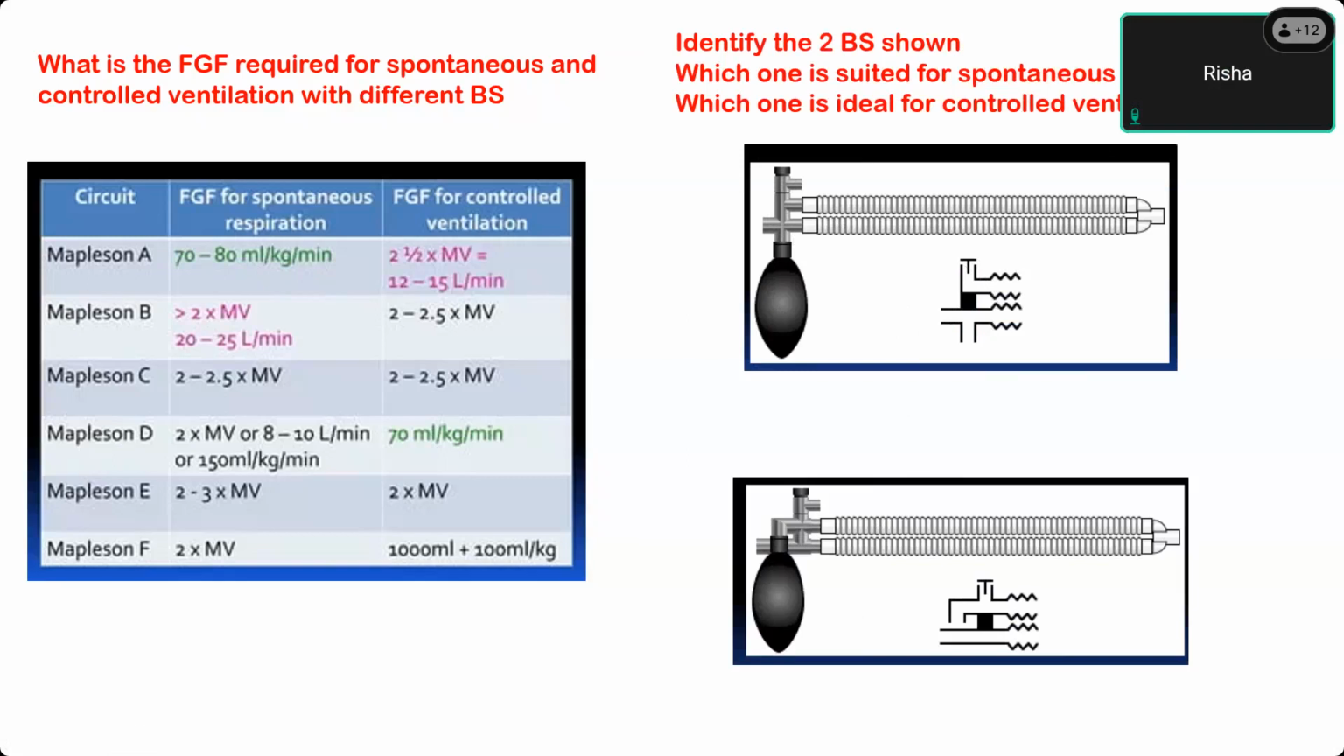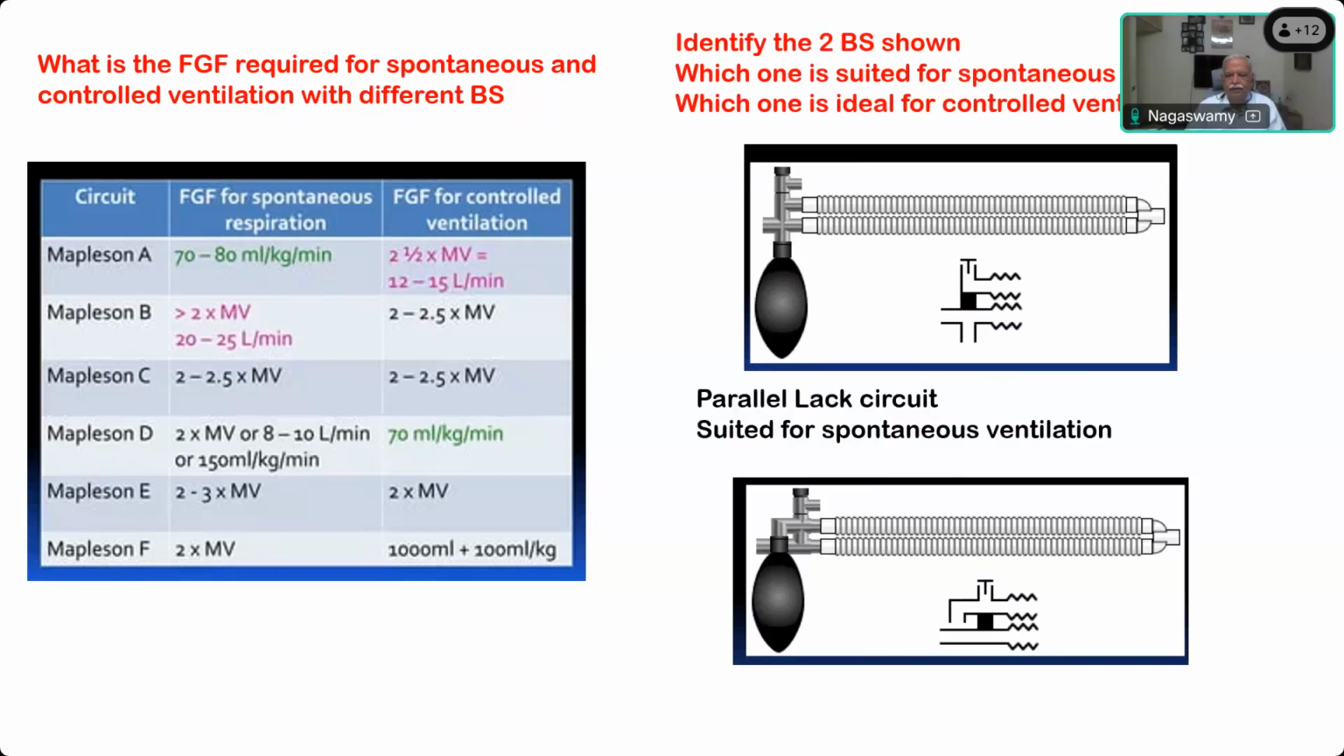Mapleson A, sir. First picture. Mapleson A. A Lack circuit. What type of Lack circuit? Coaxial Mapleson A. Is it coaxial? That means one tube should be inside the other. No, sir. Parallel. Yes, sir. This is called a parallel Lack circuit, suited for spontaneous ventilation.